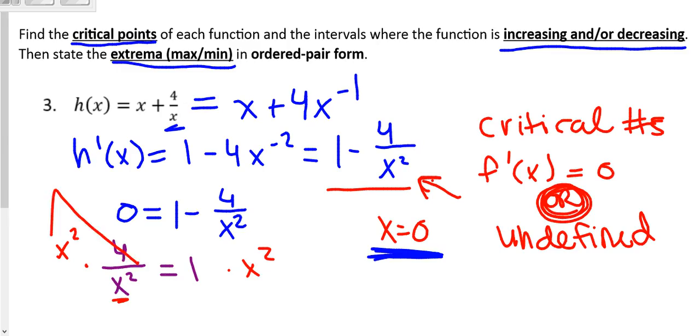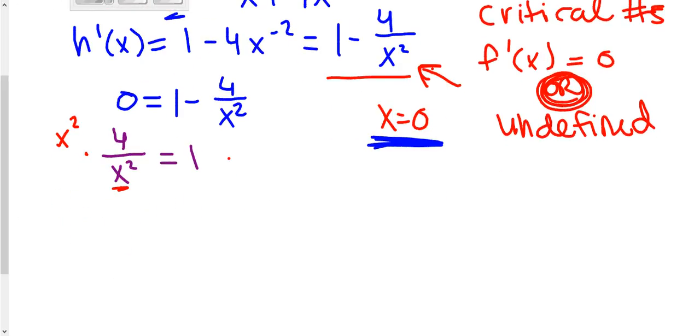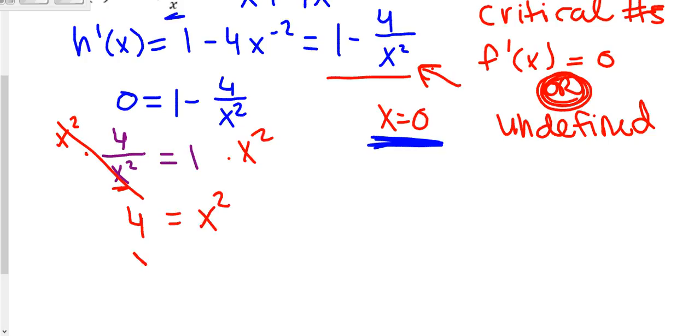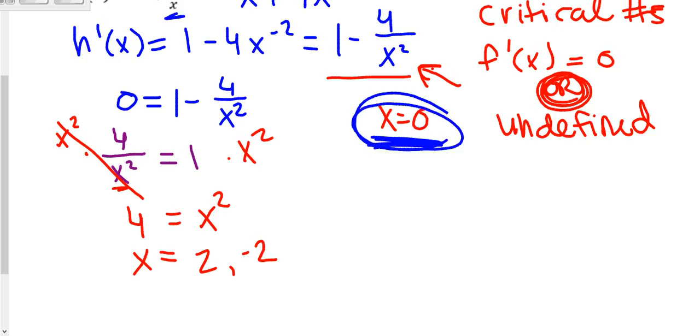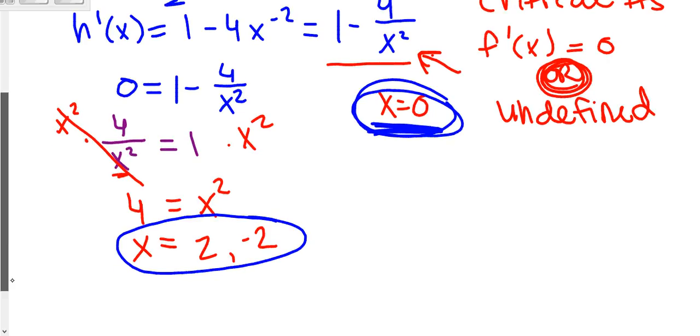So here it'll cancel. Here they cancel. And we have 4 equals 1 times x squared, which is x squared. Now I'll take the square root and I will get 2 answers. Do not forget the negative. We'll get a positive 2, but we will also get a negative 2. So now I have 3 critical numbers. I have x equals 0, x equals 2, and x equals negative 2.